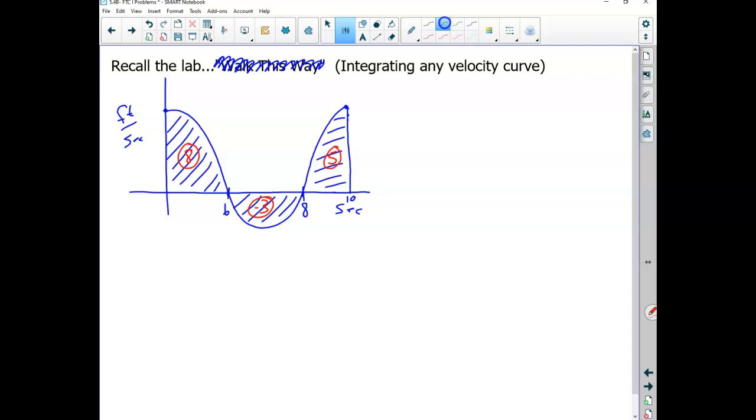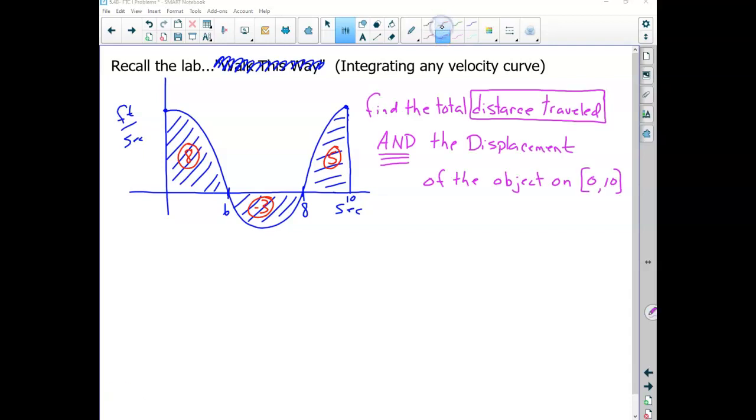I'm going to write this down quick, and then I'll be back. Okay, so they're going to ask you to find the total distance traveled and the displacement. And another word for displacement is simply going to be position: the displacement or the position of the object on the interval from 0 to 10. So the position is going to be, what position is this object going to be at after 10 seconds? And they're going to have to give you an initial position, and let's say it started at 0.